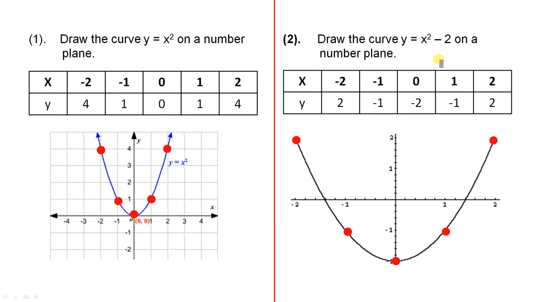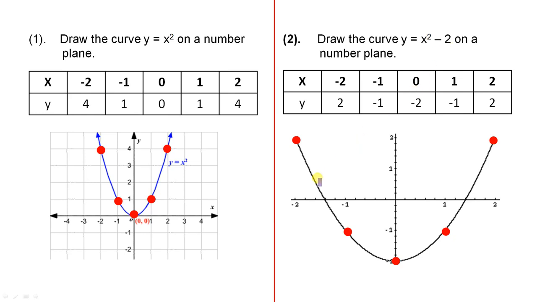Now if you're asked to draw the curve y equals x squared minus 2, notice the only difference between this one and this one is you have minus 2 at the end. So we still have the same numbers. This time when we substitute them in, we get those points. When you plot each of those points, that's what you get. Okay, so minus 2, 2, minus 1, minus 1, 0, minus 2, etc. Join them up and you get the parabola, but it's moved down two spots. Okay, it's moved down 2 places because it's minus 2.